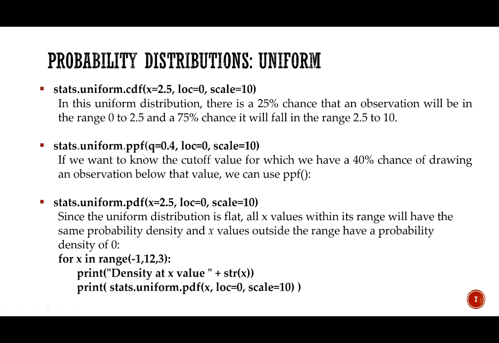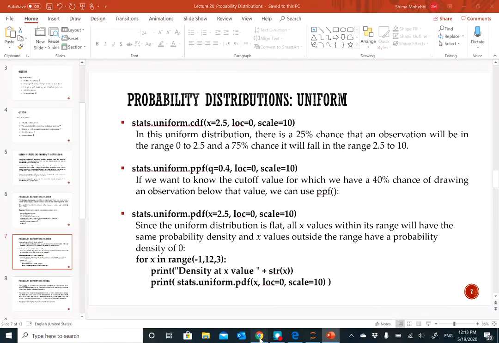If you apply the PPF, we need to pass the probability, and in this example, it's q equal to 0.4. If we want to know the cutoff value for which we have a 40% chance of drawing an observation below that value, we can use the PPF. So let me implement this in Python so you can see.